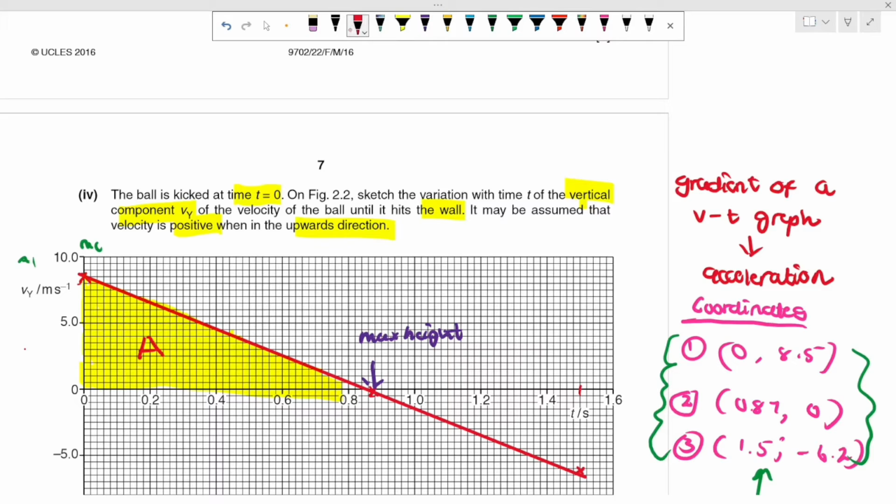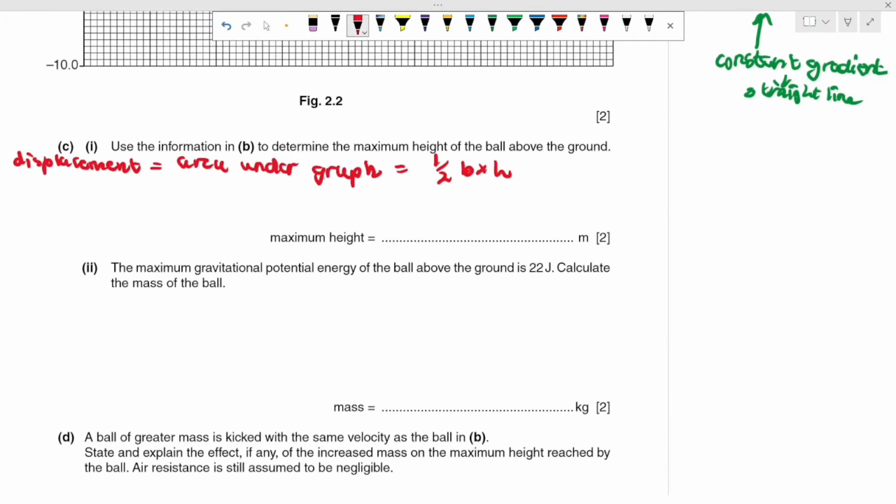And if you look at this, this is our base, and then this is our height, so half base times height. Our base will be 0.87 times our height, which is 8.5, and this is essentially going to give me 3.6975 and so forth. To 2 SF, I'm going to get 3.7 meters. So 2 marks. Where are my marks coming from? I need my marks, guys. The first mark comes from you just showing me a specific method. Then the other mark comes from you giving us an answer.